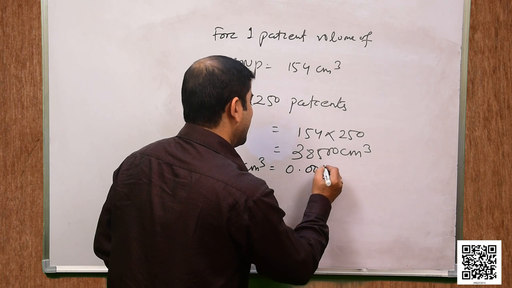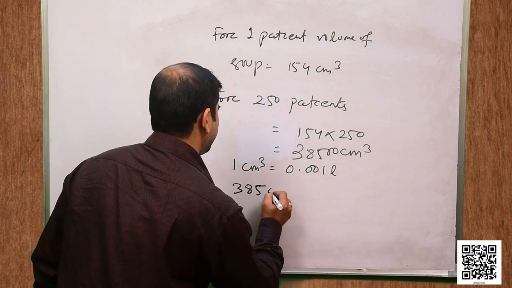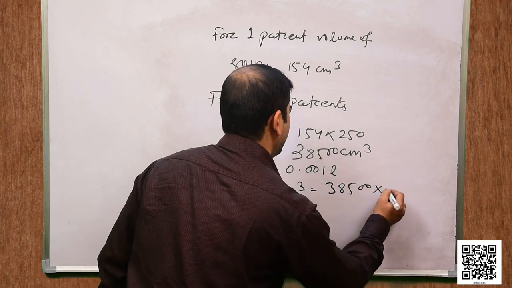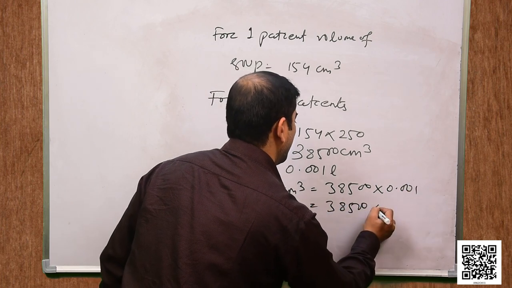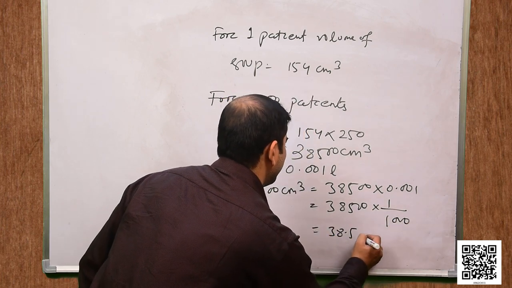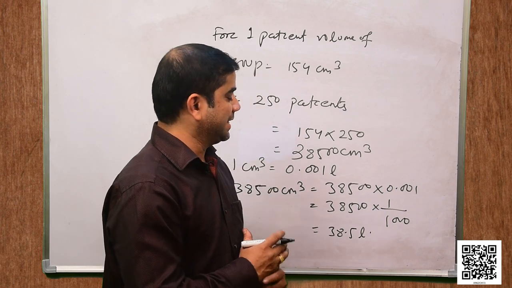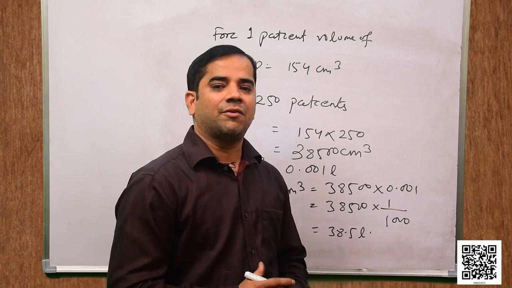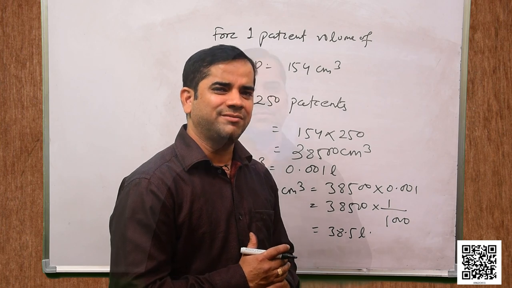And we know that 1 centimeter cube is equal to 0.001 liter. So that means 38500 centimeter cube is equal to 38500 into 0.001, that is 38500 into 1 by 1000, or 38.5 liter. So for 250 patients, the hospital has to prepare 38.5 liter of soup daily. Hope you understand the solution for this question.